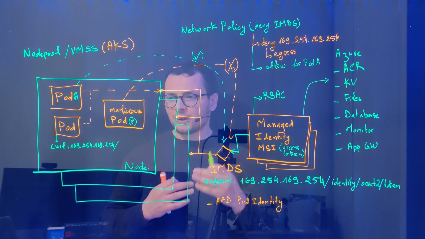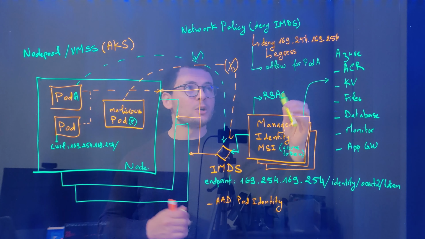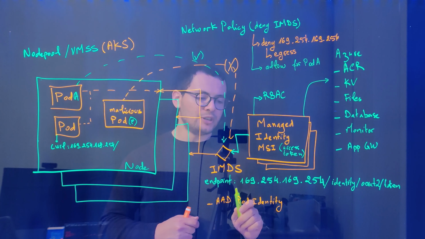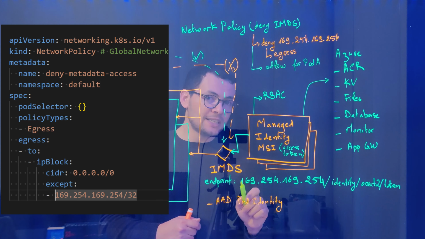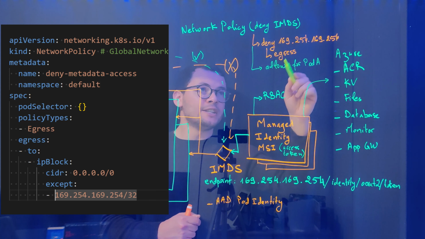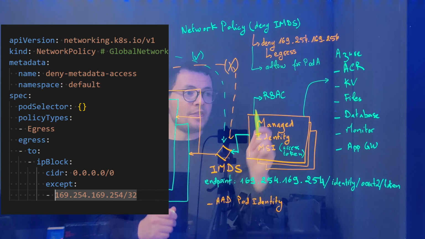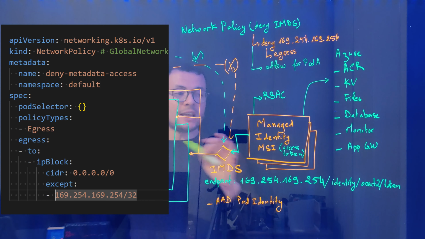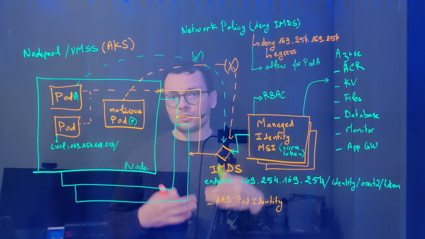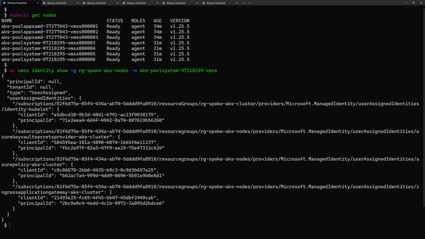How can we resolve this issue now? Here we can use a network policy like Calico, for example, in order to deny access to the IMDS endpoint. This endpoint actually is fixed, it doesn't change, it's a static endpoint, so we'll go just on the egress rules and we'll deny access to that endpoint. And then for the pods that need access to this managed identity, we'll allow them access using those network policy rules. Let's see how this works.